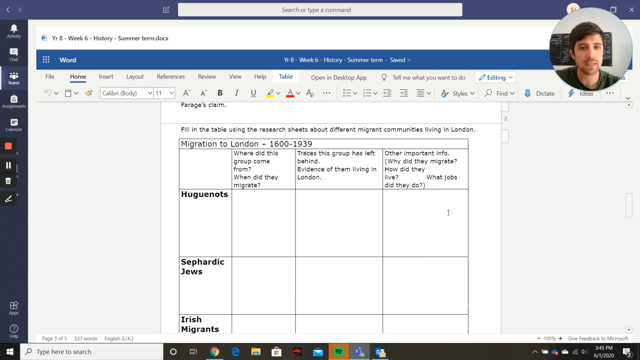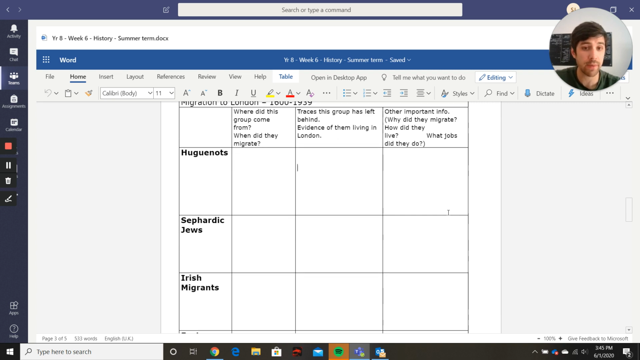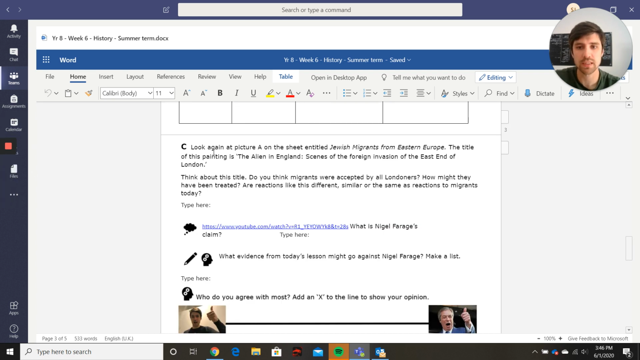And in the final column, there's a space for you to write down any other information that you think is important. Why they migrated, how they lived, what jobs they did. Really, anything you find interesting and don't want to forget, you can write in that final column. So this should take you most of the lesson, about 20 minutes, 25 minutes to do properly. So you're going to need to pause the video here and complete this table task using the case studies now. Oh, and sorry, I should have said, if you finish, there's some challenge tasks on the next page.